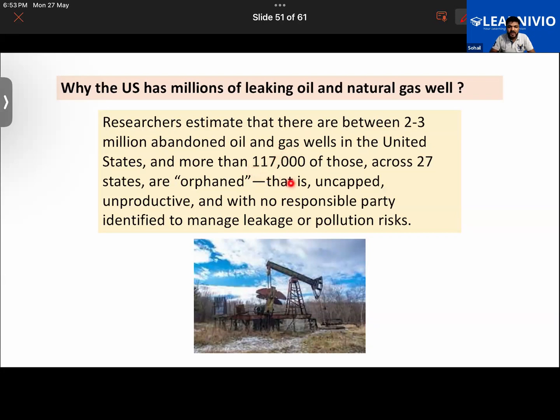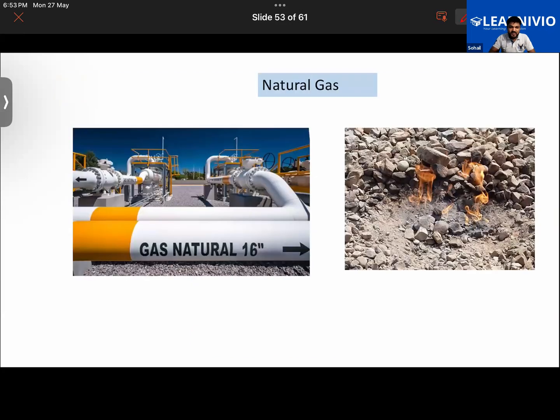Most of them are uncapped or unproductive. They are orphaned, meaning that they have not been closed properly. So there's a risk of leakage, and they could pollute the soil and air and pose a danger to the people living nearby. Is that clear to everyone or not? Clear, sir.